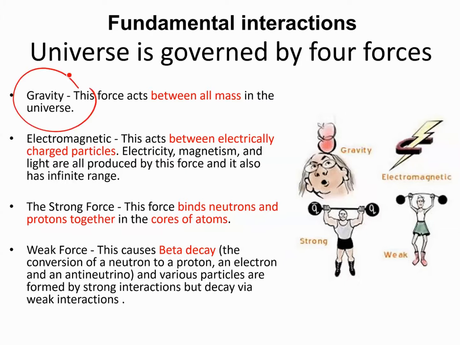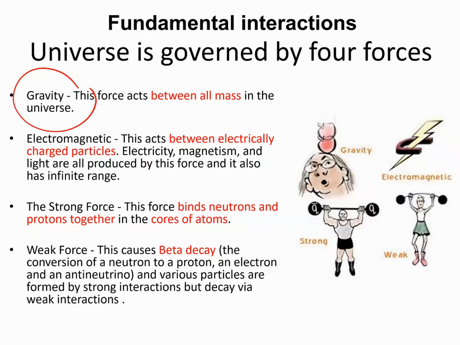The second type of interaction is the electromagnetic force. This acts between electrically charged particles. Electricity, magnetism, and light are all produced by this force, and it also has infinite range. The third type of force is the strong force. This force binds neutrons and protons together in the core of the atom. And the last type is the weak force.